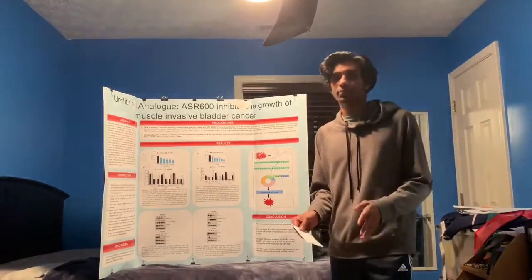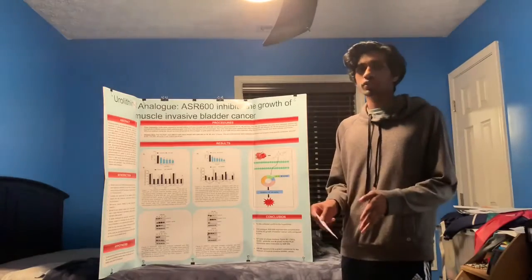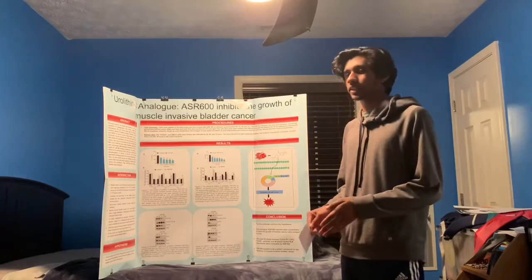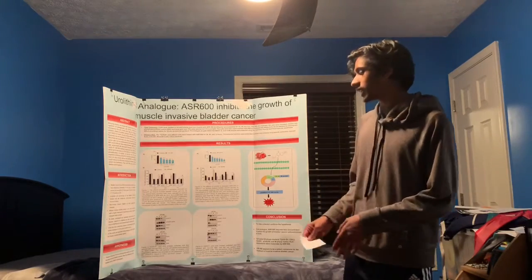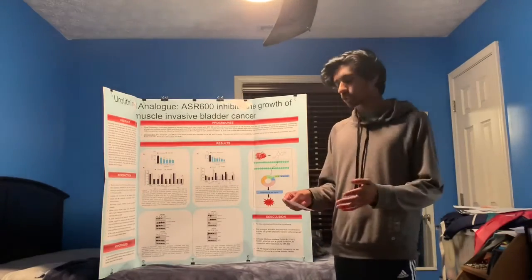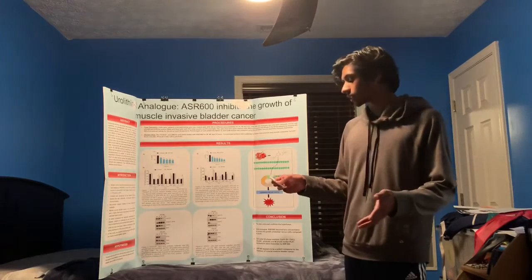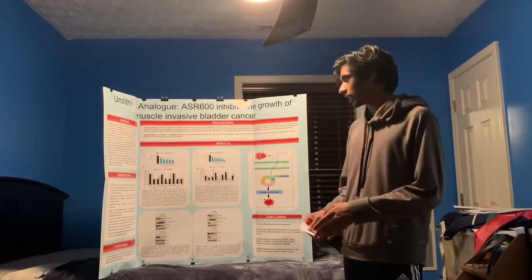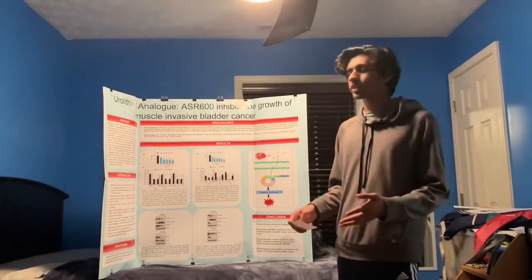So this year, I wanted to see in which phase of the cell cycle the ASR 600 was able to inhibit the bladder cancer cells. So my hypothesis is, if ASR 600 is used to treat the bladder cancer cells, then the cells will undergo apoptosis in the G2M phase of the cell cycle. So in order to test this, I used a flow cytometry assay.